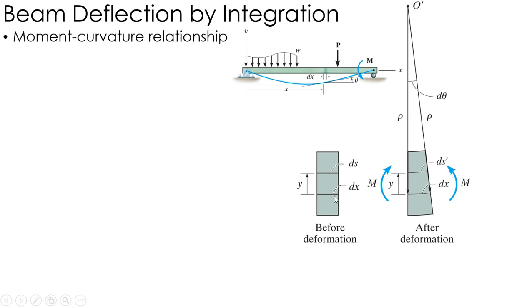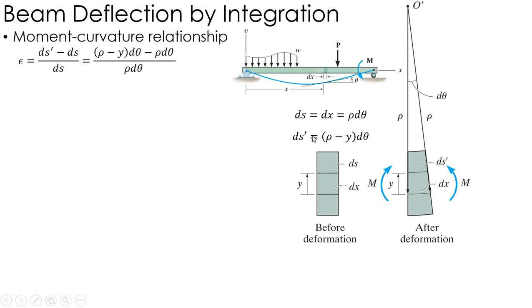Before deformation, dx and ds are the same. After which, if I look over here, along the neutral axis, there's no normal strain, so ds equals dx equals the radius of curvature times d theta, that arc length down here. Now ds prime, some point a distance y above, is just going to be rho minus y times d theta to get that relationship.